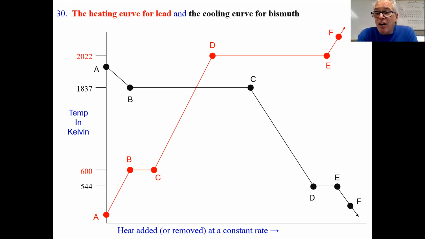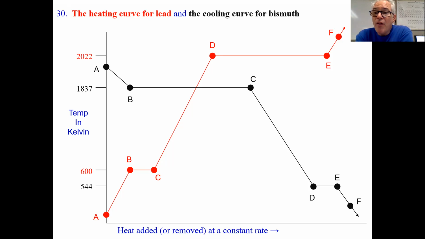And then from C to D on the black line, the liquid bismuth is cooling down till it reaches D, which is the freezing point, 544 Kelvin. It freezes, and then from E, it's a solid. You can make it as cold as you want, but it can't reach absolute zero. These two curves, even though they're not curves, they're like little step graphs. They are pretty much mirror images of each other. Start low, go high, or start high and go low.